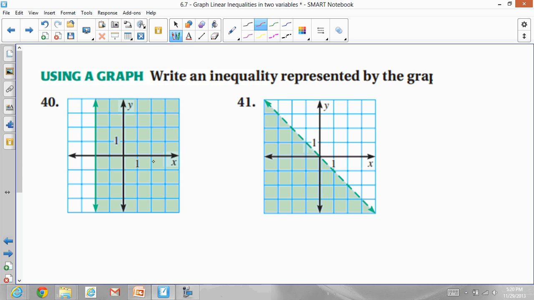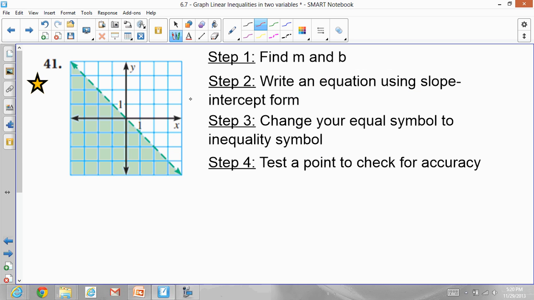They are asking you to write an inequality. Now pause the video and copy the steps number 1, 2, 3, and 4, which I will check in the class. So let's start after you're done copying. Step number 1, find M and B. So let's look at this question.